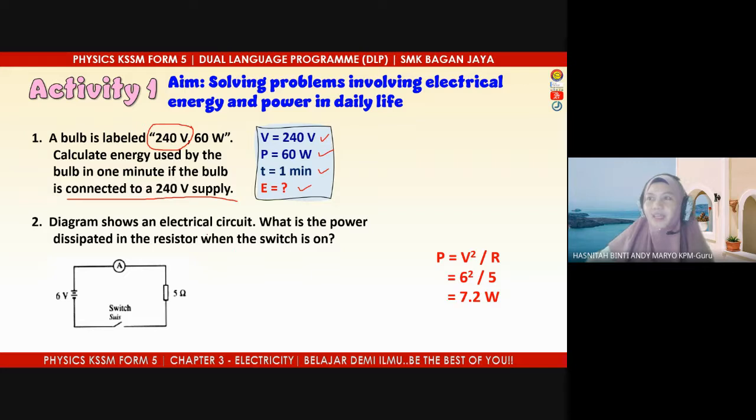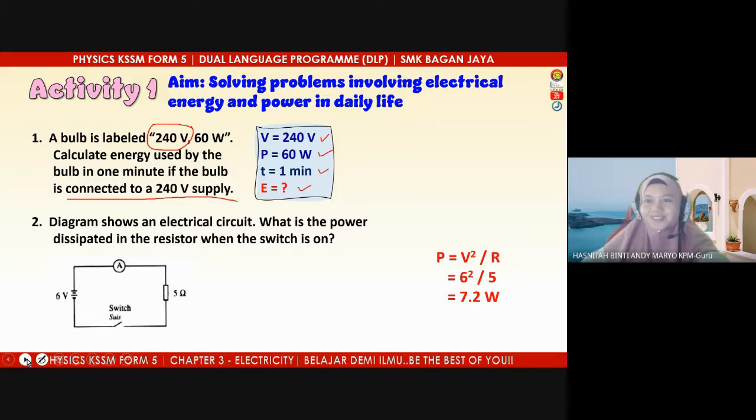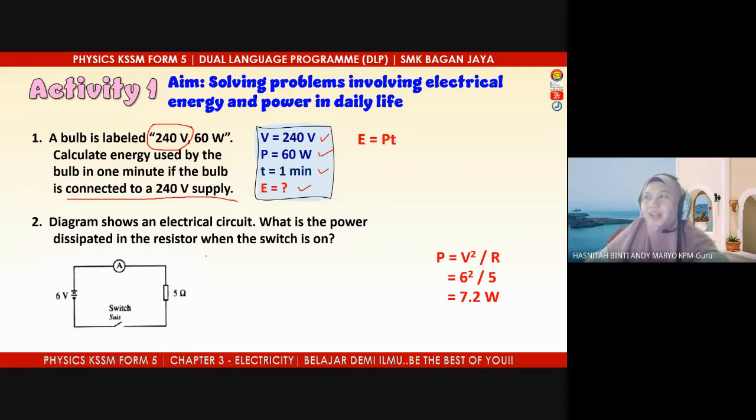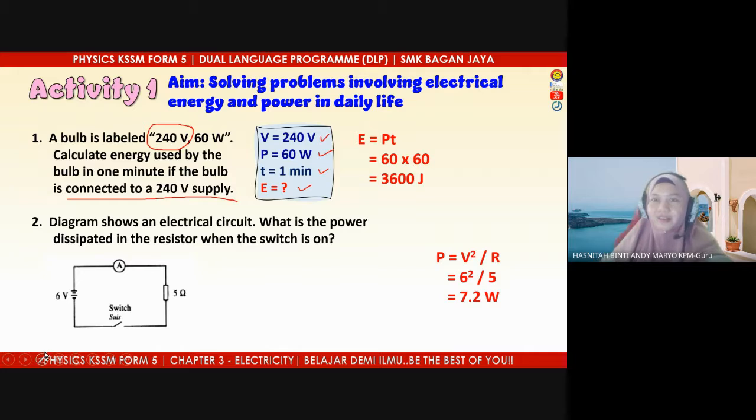How do you calculate E? What formula are you using, Wei Shen? E equals VIT. Okay, so you can use that. Actually, you can also use this one. Simple. E equals PT. You can use the power and the time of operation. So the answer is 3,600. We get 3,600.